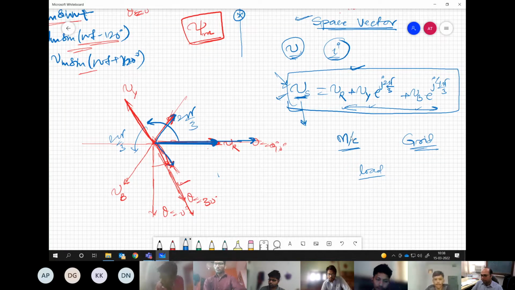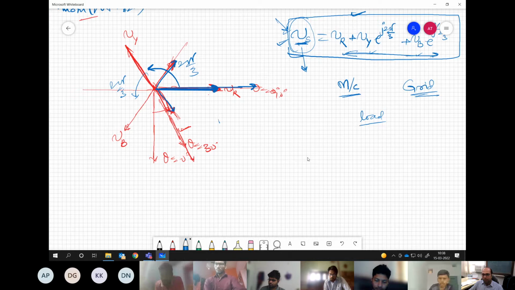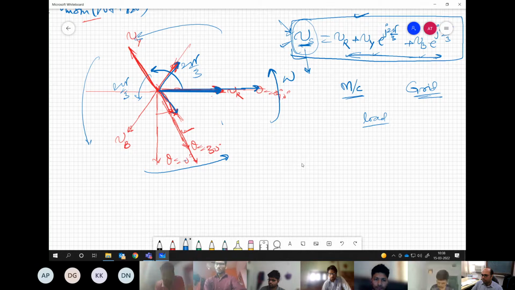It's a mathematical form. So this vector, if you try to measure physically, it may not be there. You understand my point? This is only a mathematical representation. And what we are finding out of this is that we have a fictitious vector, you can say, which is basically rotating at omega in the counterclockwise direction as you go from theta equals 0° to theta equals 360°. You understand my point? Yes, sir.